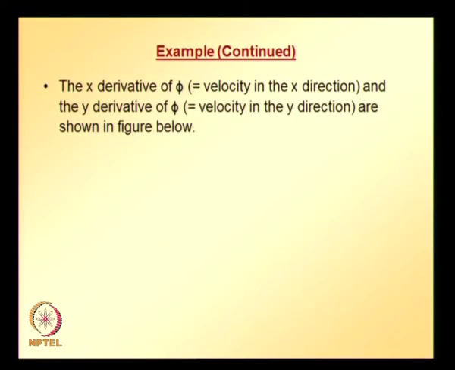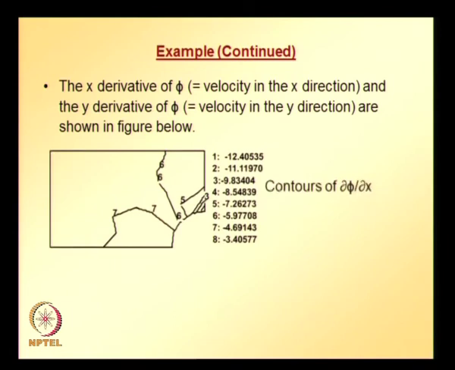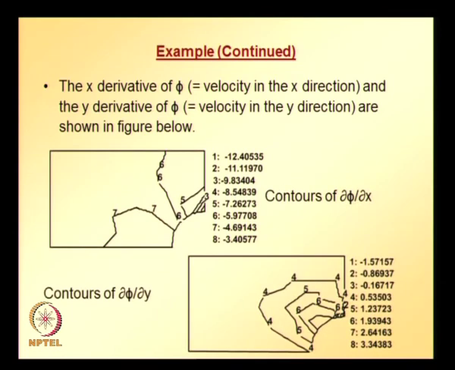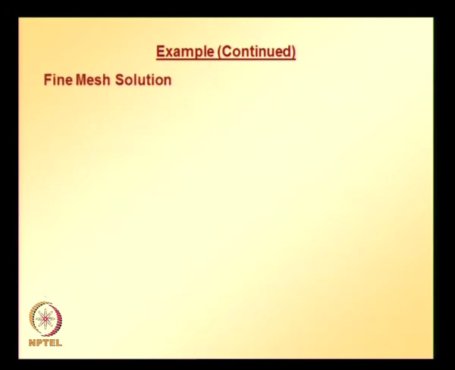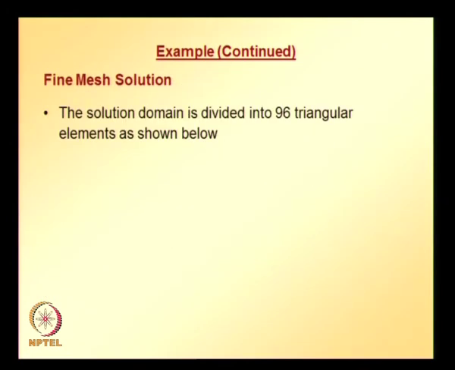and x derivative of potential, y derivative of potential, which are related to the velocity in the x and y directions respectively, are shown here. The contours, and these solutions correspond to 24 triangle elements. As we did earlier, we can actually go for finer mesh. Solution domain is divided into 96 triangle elements.